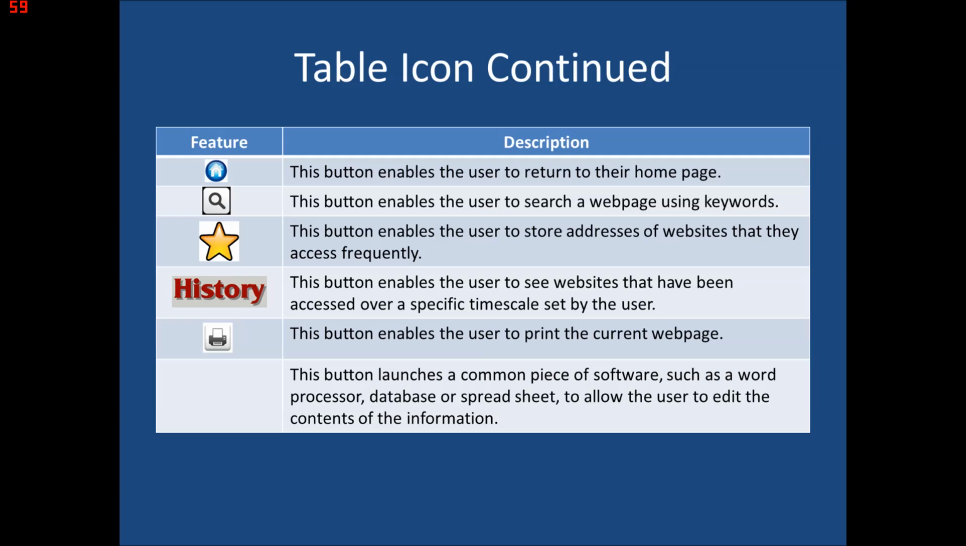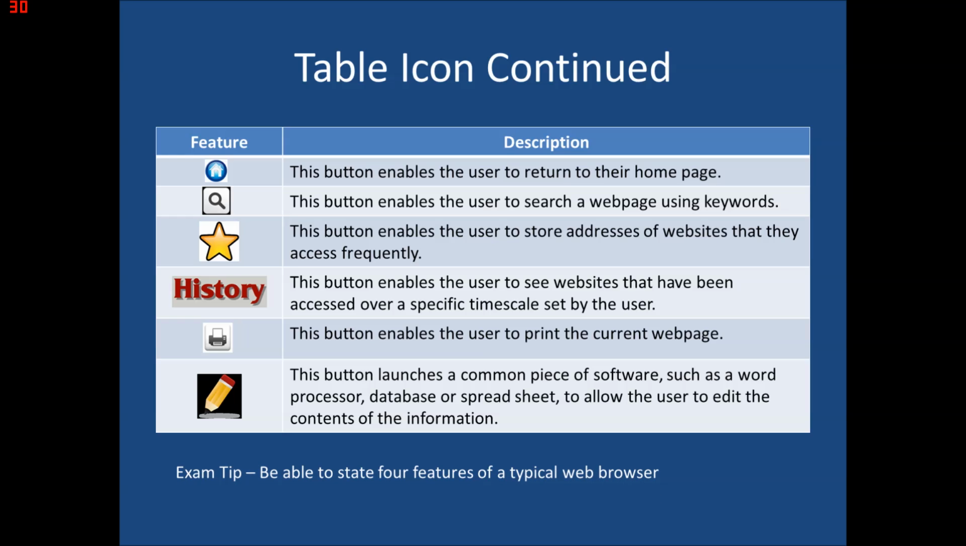So we've got the print button, pretty straightforward, enables you to print the web page. And we've got the edit here. This isn't the edit button, but it should be like this, or it should say edit or whatever. Now I've never really used this, I've never really had much knowledge of it, but apparently it launches a common piece of software such as a word processor, which is Microsoft Word, a database, Access, or a spreadsheet, Excel, and it allows you to edit the contents of the information. Never really used it, but it's useful.